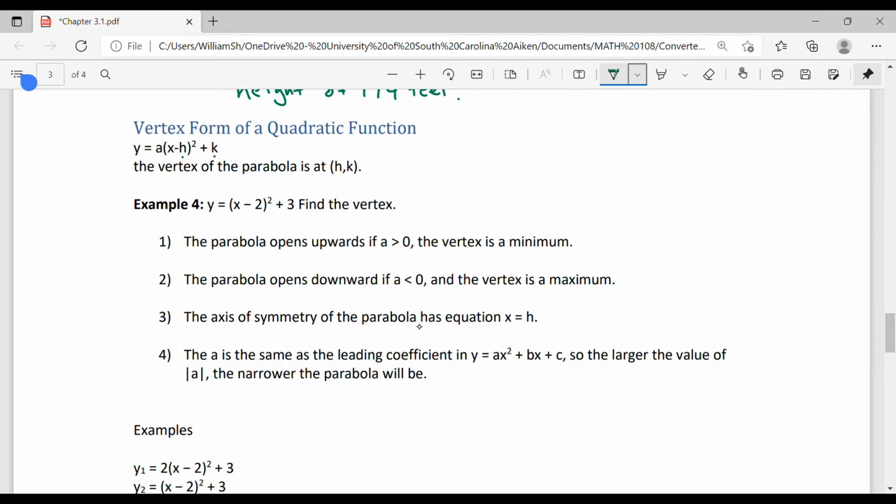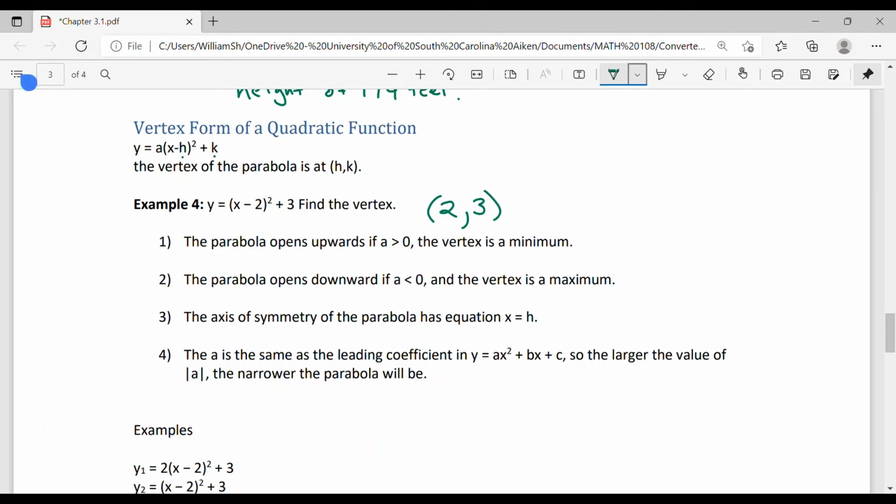So we're given this example here, example 4. It says y equals (x minus 2) squared plus 3. We want to find the vertex. Following the vertex form of a quadratic function, our vertex should be (h, k). Our h here is 2. That's a positive 2 because that negative is supposed to be there according to the form. And k is 3.